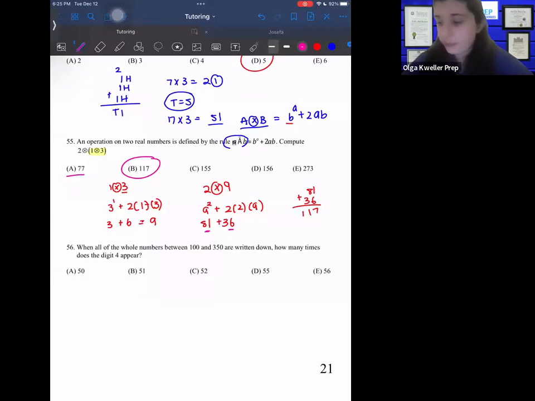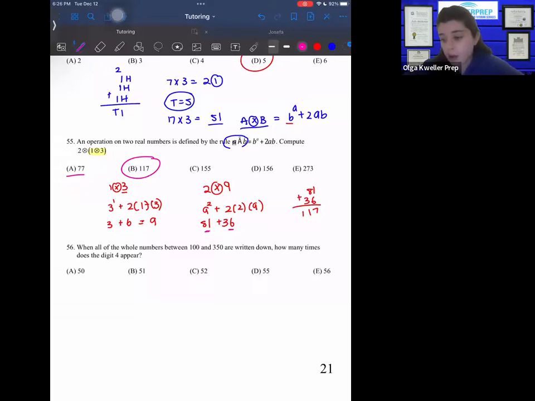Next one. When all whole numbers between 100 and 150 are written down, how many times does the digit 4 appear? This is a very common question. They can obviously ask you about any digit, not just 4. So take the explanation that I'm going to give you, and always realize that the point is not to learn how to do this question. The purpose is to learn how to apply whatever I'm saying here to any question.